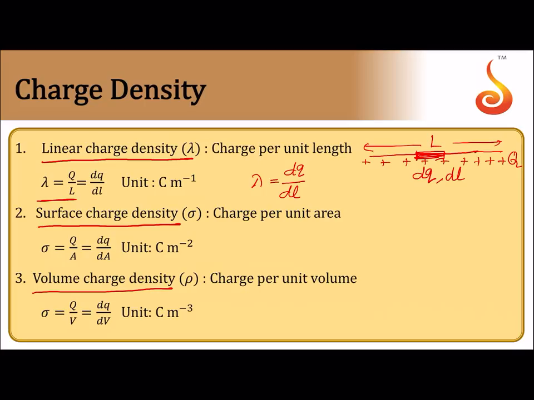So linear charge density is equal to charge per unit length. As expected, numerator is in coulomb, denominator is in meter. So coulomb per meter is its SI unit. Repeat it one more time. Linear charge density is charge per unit length. dq divided by dl.